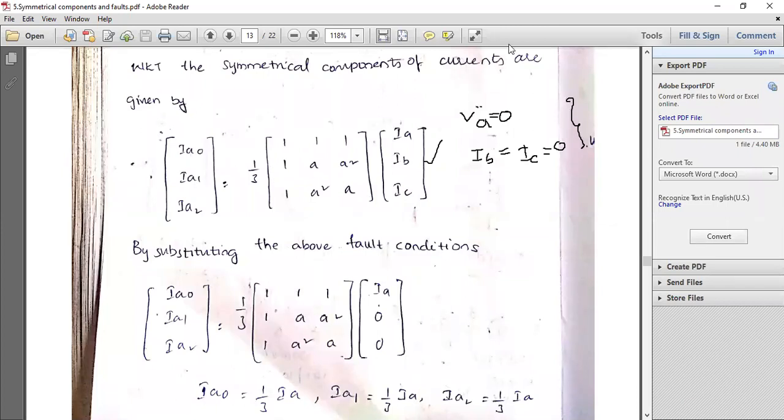IA0, IA1, IA2 is equal to 1 by 3 times the matrix 1, 1, 1, 1, a, a squared, and so on. I already told you about this also. Some textbooks use alpha, in some textbooks we use a. You need to follow any one.